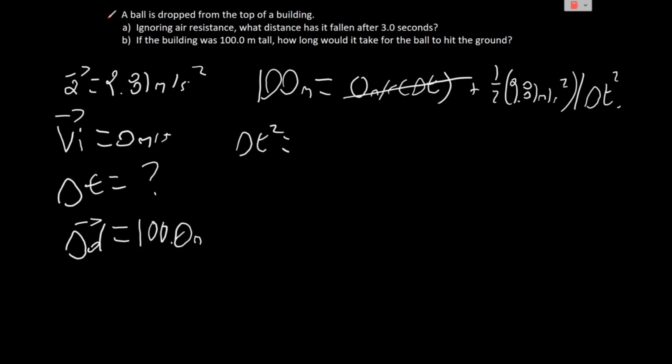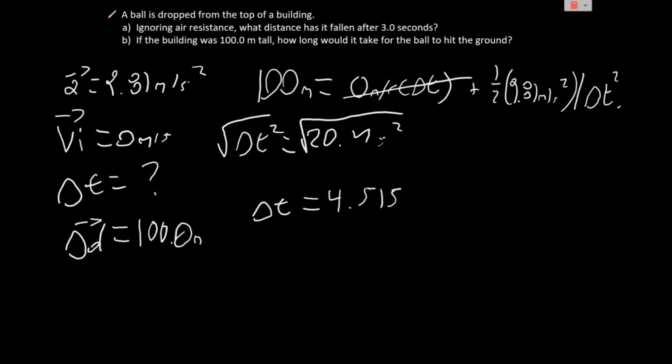Time squared equals 100 divided by half of 9.81, so that gives about 20.4 seconds squared. Now all we have to do is take the square root of both of these, and we can find that, rounding to 4 significant digits for this question, the time it takes for the ball to drop is 4.515 seconds. Seems simple enough, so let's move on to the next topic.